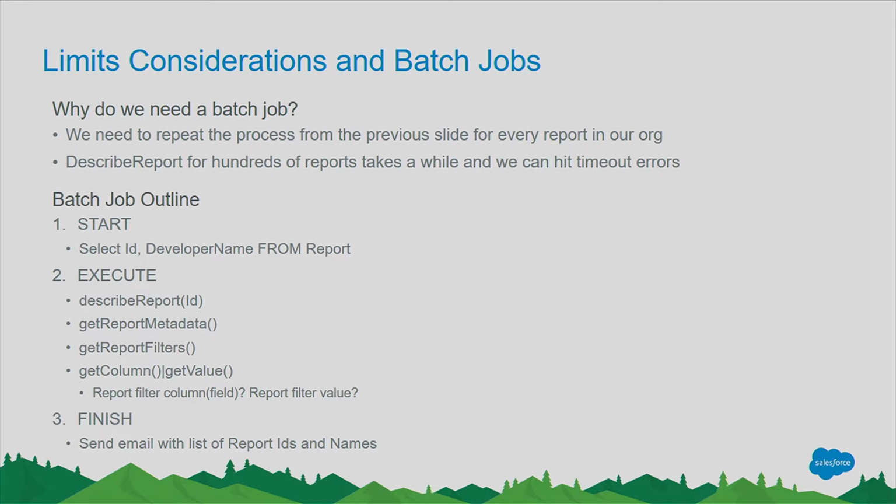Just a quick outline of the batch job that I'm going to be demoing here. It starts off with, we're just going to get every report in our org. So that's select ID, developer name from report. Once we have that information, we'll use that describe report method to pull some metadata about the report. We'll use get report filters, get column, and get value to actually get the detail about the filters in the report. Once that's complete, we'll send an email with the report IDs and the names of the reports to an email address that I'll specify.